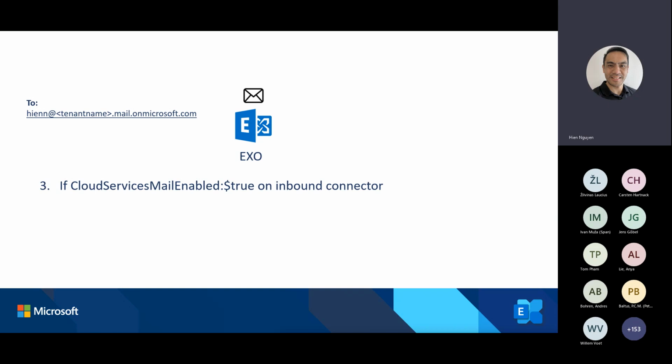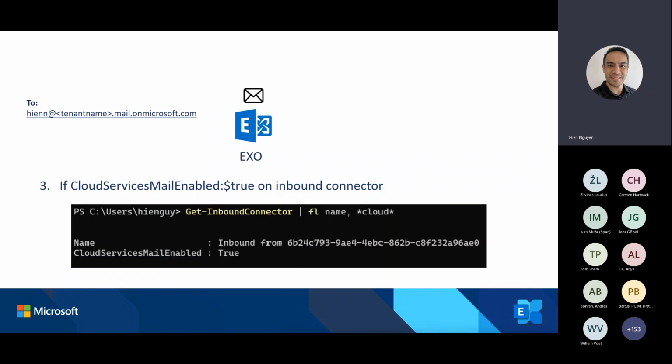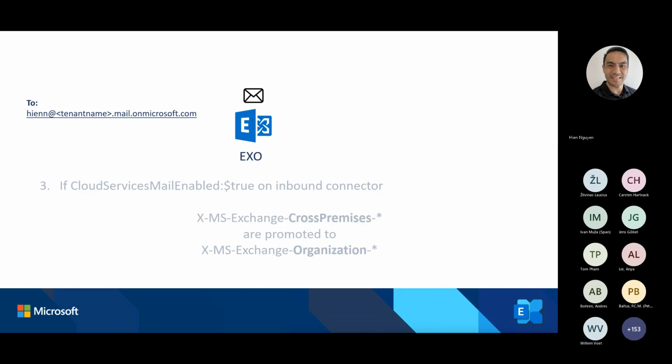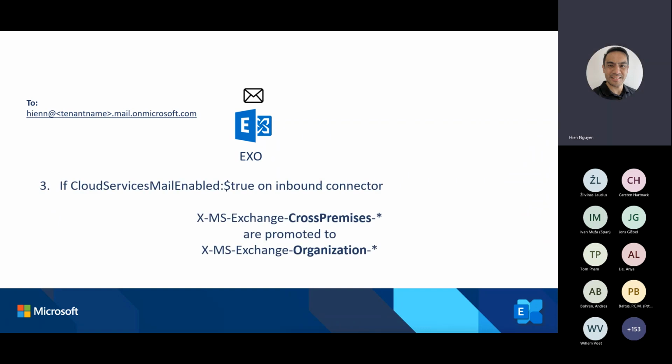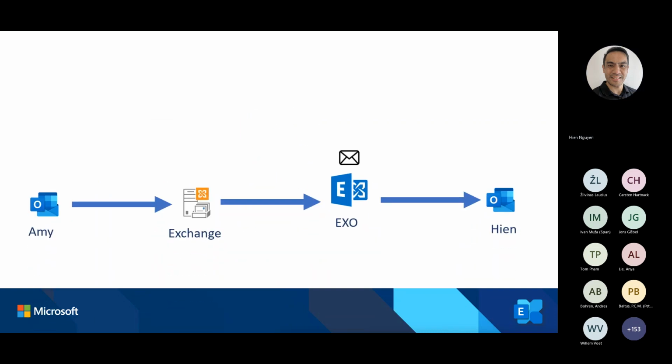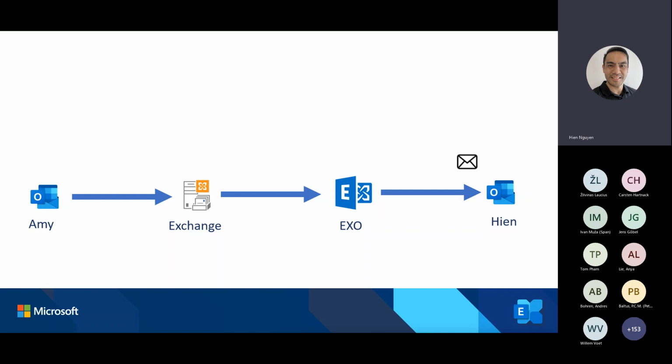If cloud services mail enabled is true on the inbound connector in EXO, where the hybrid wizard will set that for you, the cross-premises headers are now promoted to organization headers. So when the email has arrived into EXO, it already has organization headers that EXO has applied, but then the cross-premises headers that were inside that email are converted to the organization headers and replace the original ones. And then the mail arrives into Hien's mailbox as internal mail.